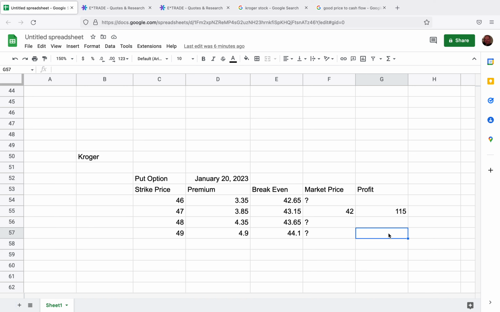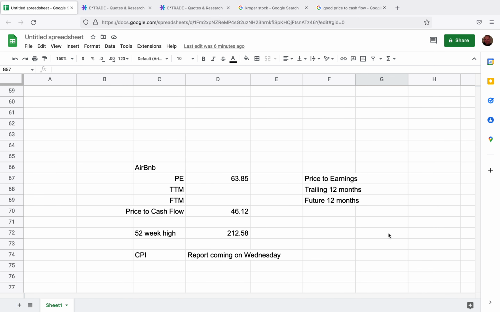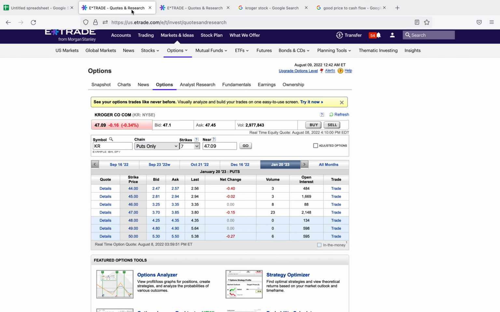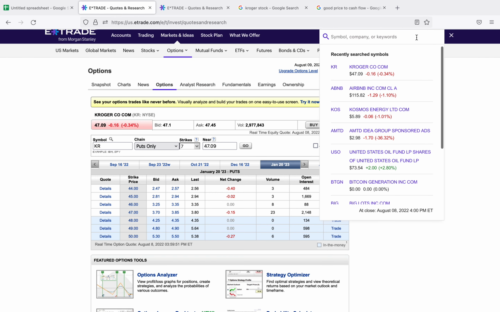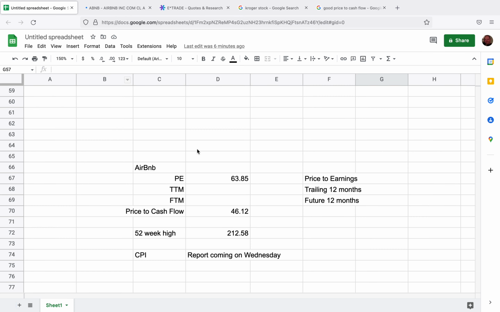Now, the opportunity that you might want to look at is Airbnb. I think Airbnb is obscenely overpriced. That's my opinion, and I'm going to show you why. So first of all, the PE is the price to earnings. There's actually several measurements that kind of determine whether or not a company is expensive or cheap.